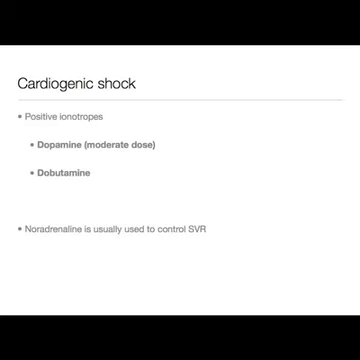Finally, in cardiogenic shock, it may be appropriate to give positive inotropes. Pharmacological agents that are used here are the catecholamines. The most important catecholamines to be aware of are moderate dose dopamine, usually 5 micrograms per kilogram per minute, and dobutamine. Noradrenaline is used as a sympathomimetic in the case of a low systemic vascular resistance, and adrenaline doesn't really have a place in the treatment of cardiogenic shock.